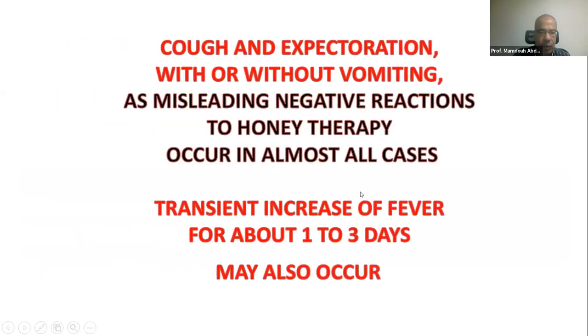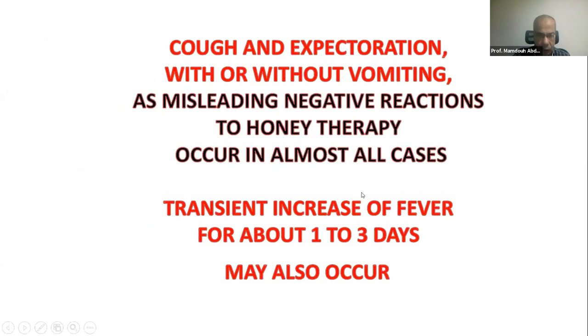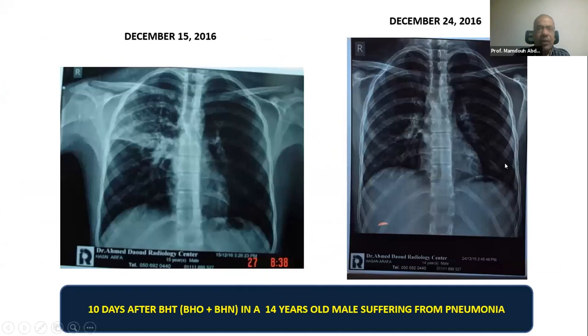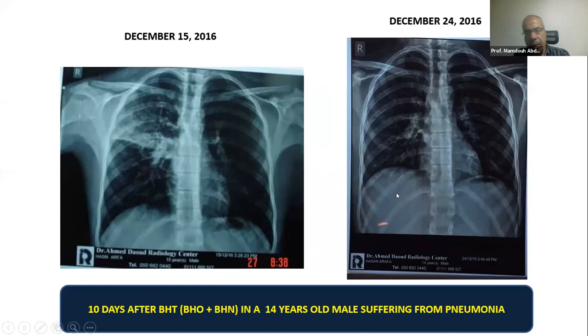Cough and expectoration with or without vomiting are the misleading negative reactions observed in almost all cases of pneumonia. A transient increase in fever might occur for the first 1 to 3 days. This is what happened with our patients. As we see, this is an X-ray of a 14-year-old child who had right upper lobar pneumonia with linear collapse. Another X-ray was done by the end of treatment, and as we see, there is very good improvement. He improved symptomatically after 3 days. Radiologically, we did an X-ray after 10 days.